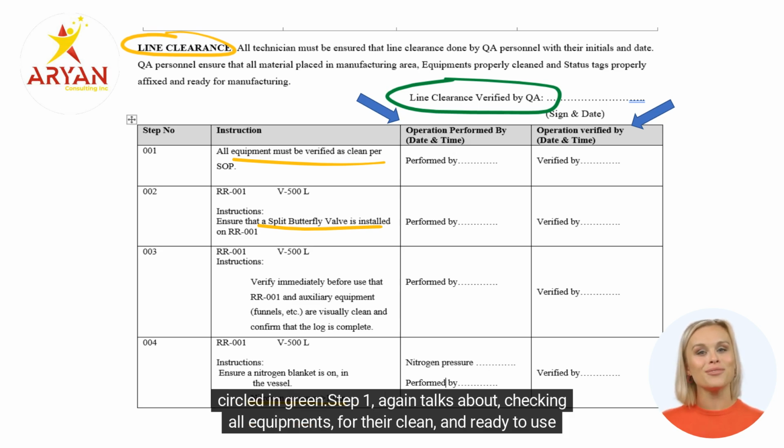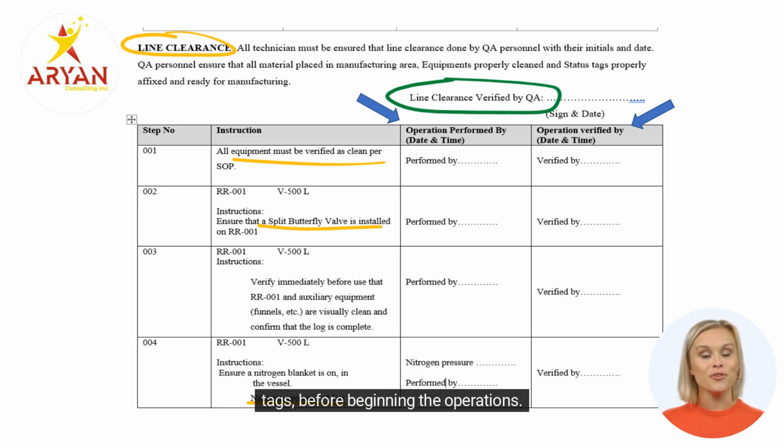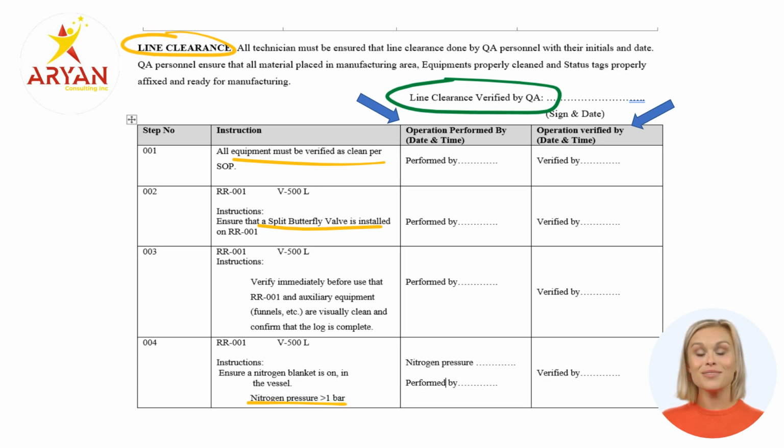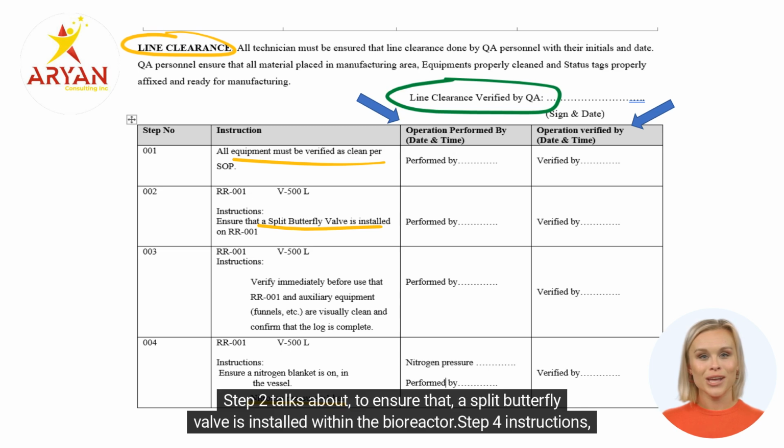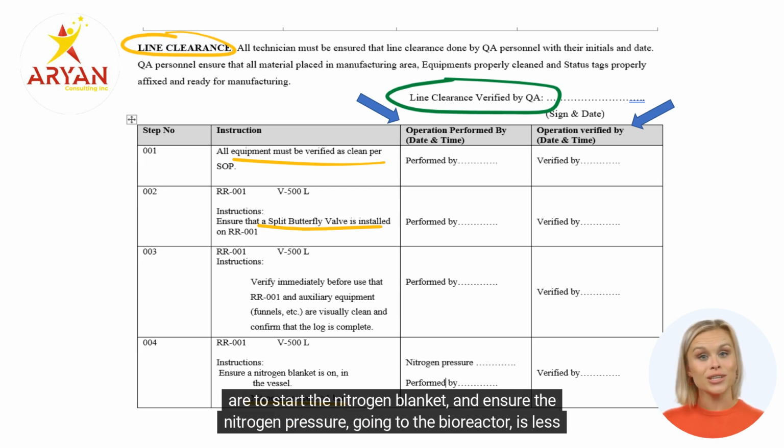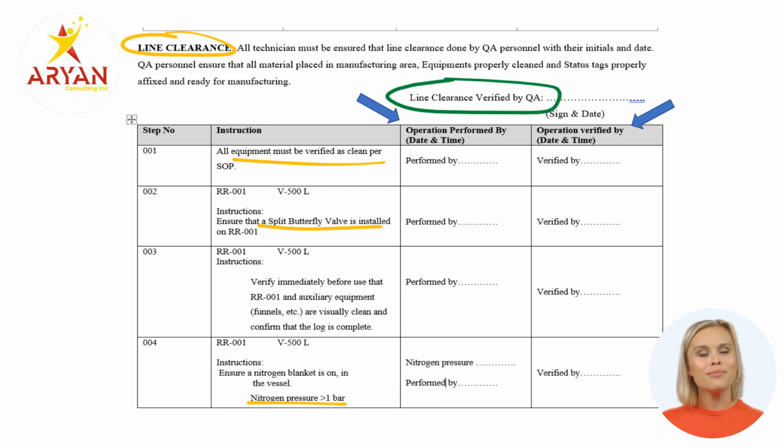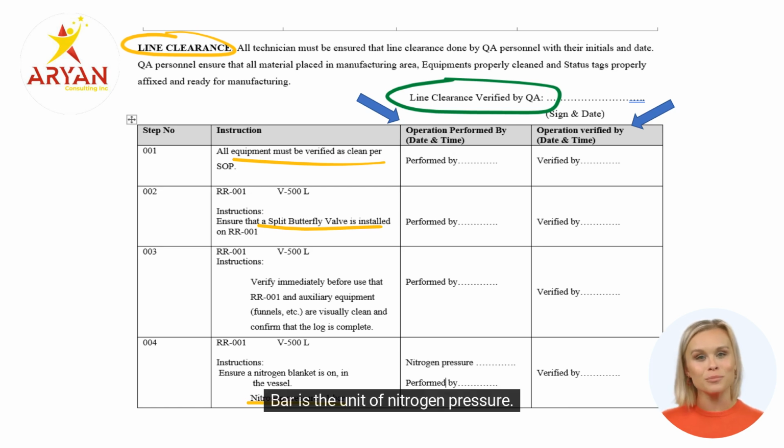After checking all is okay, QA signs off at the line clearance space, as you can see on your screen circled in green. Step 1 again talks about checking all equipment for their clean and ready-to-use tags before beginning the operations. Step 2 talks about ensuring that a split butterfly valve is installed within the bioreactor. Step 4 instructions are to start the nitrogen blanket and ensure the nitrogen pressure going to the bioreactor is less than 1 bar. Bar is the unit of nitrogen pressure.